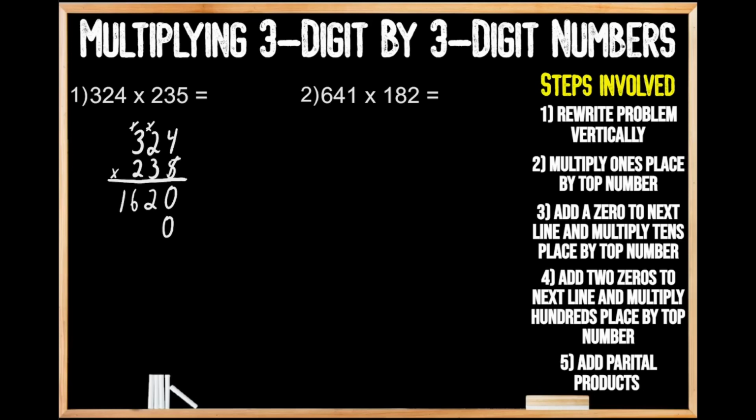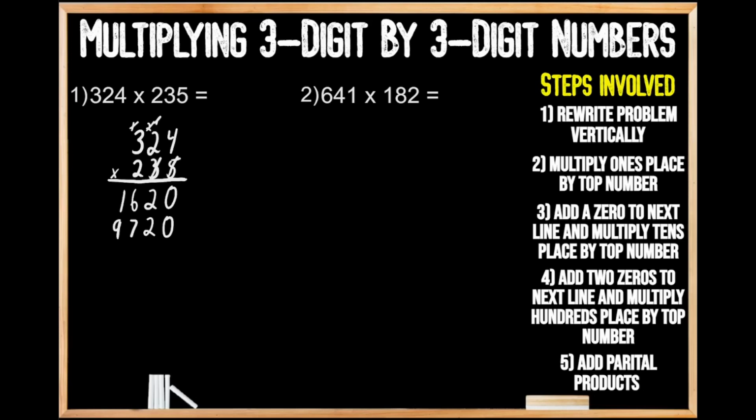So 3 times 4 gives us 12, so we're going to drop the 2 and carry the 1. 3 times 2 gives us 6, plus the additional 1 gives us 7, and then 3 times 3 gives us 9 for 9,720. So now we're going to cross out the 1, and we're also going to put a line through the 3 because we're done with them. And then now we're going to be multiplying by the number in our hundreds place. So we're going to be multiplying 324 by 200.